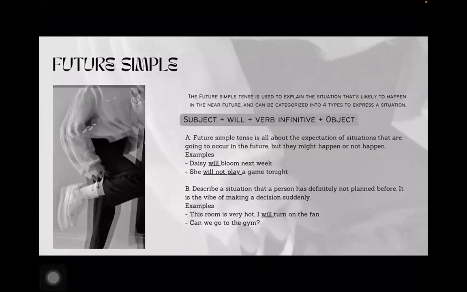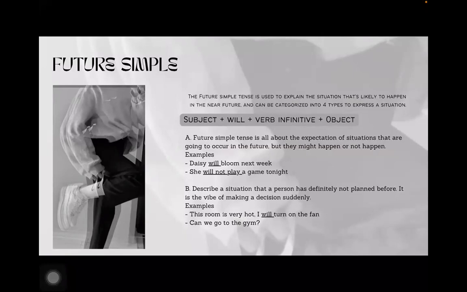The next one is the future simple tense. The future simple tense is used to explain a situation that is likely to happen in the near future. Speaking of the structure itself, the future simple tense can be shown in this form: subject plus will plus verb infinitive plus object. It can also be categorized into 4 types to express a situation. First, the future simple tense is about the expectation of situations that are going to occur in the future, but they might or might not happen, like, Daisy will bloom next week.